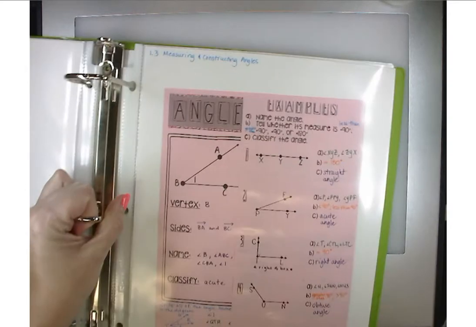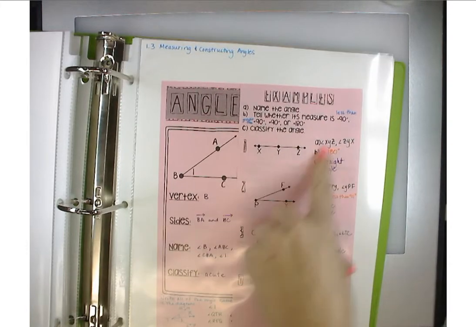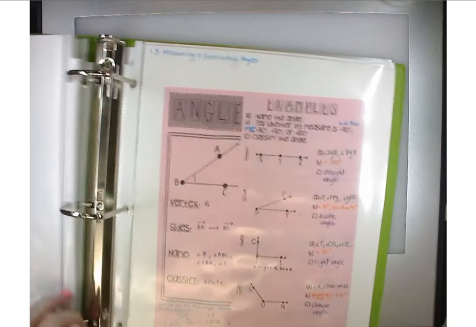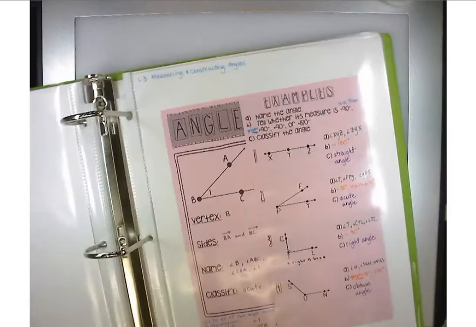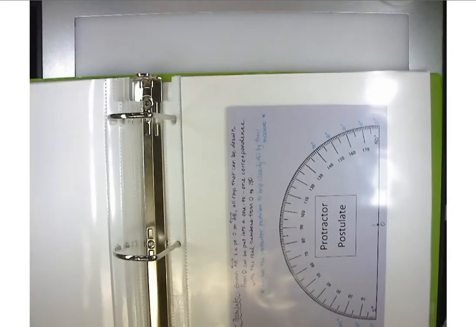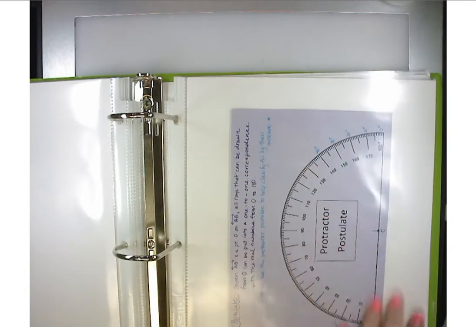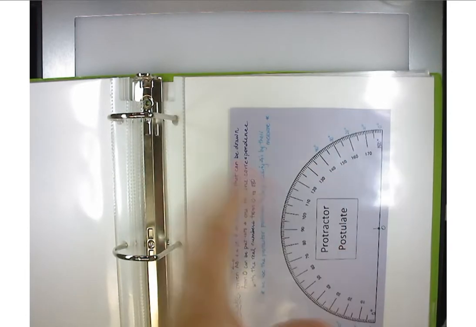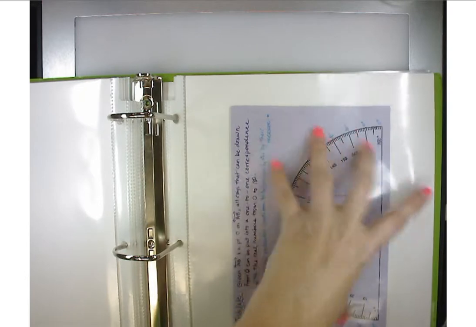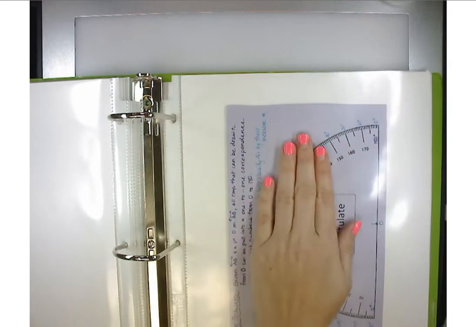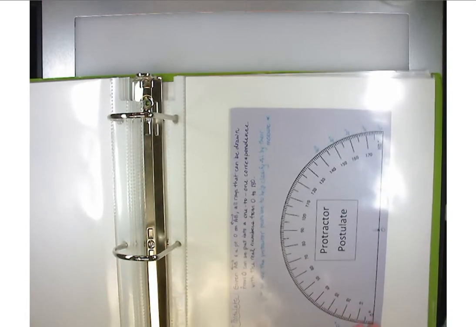1.3 has 2 days. This is the first day. This you're supposed to fill out by yourself, so make sure that you do that. That was our bell work. And then, not on the back, but on a new page, because this is a foldable, you should have the protractor postulate. Widthwise, this was a little big, so we made it vertical.